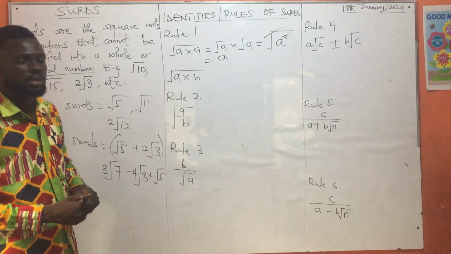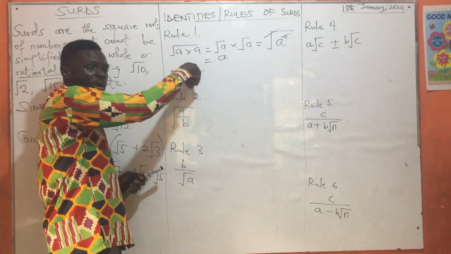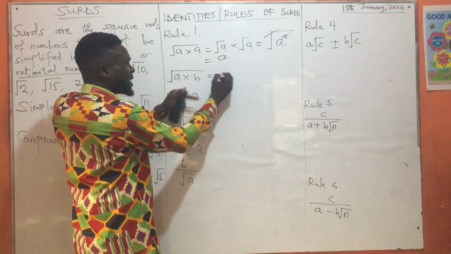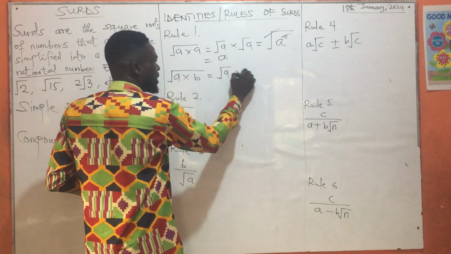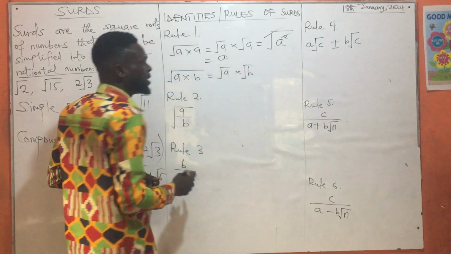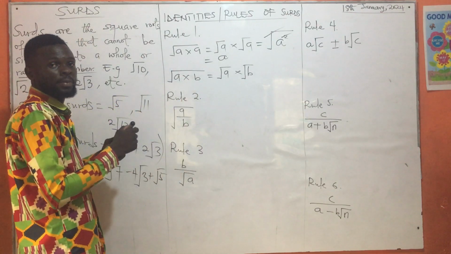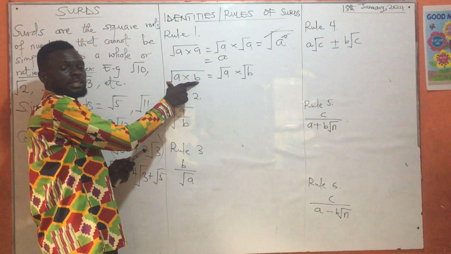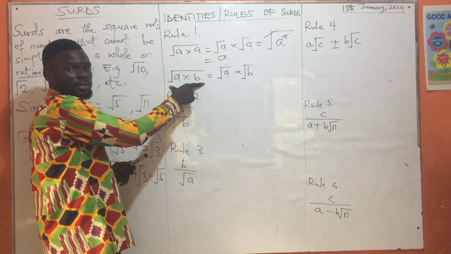Also for this, whereby the numbers in a square root are different, it is going to give you the same thing, which is also the same as the square root of a times the square root of b. So this and this, they are the same. If this should come first, you can also write this as this.